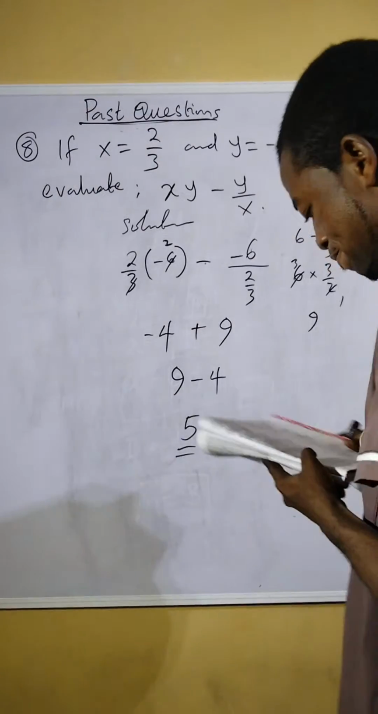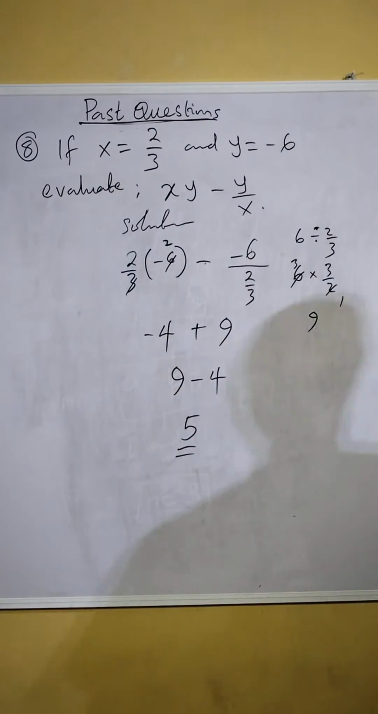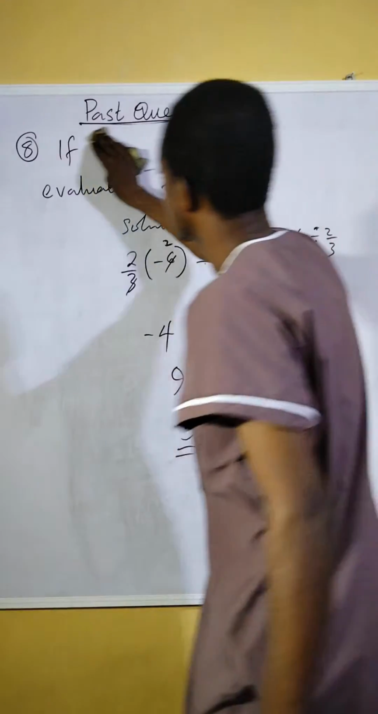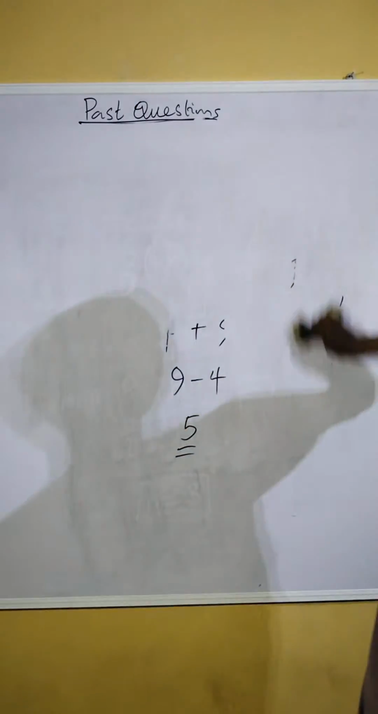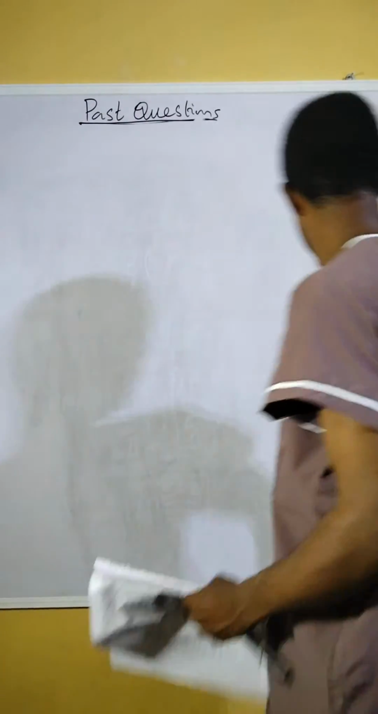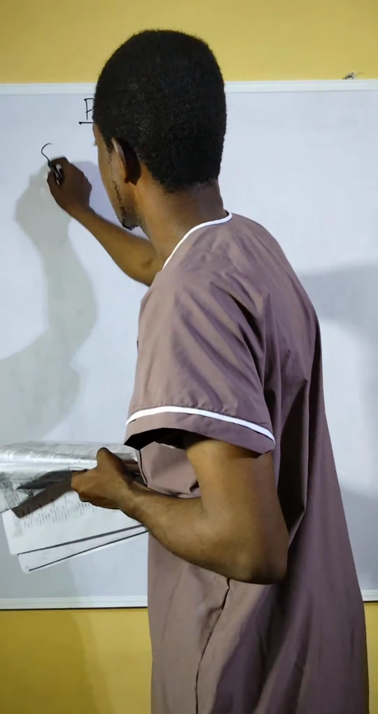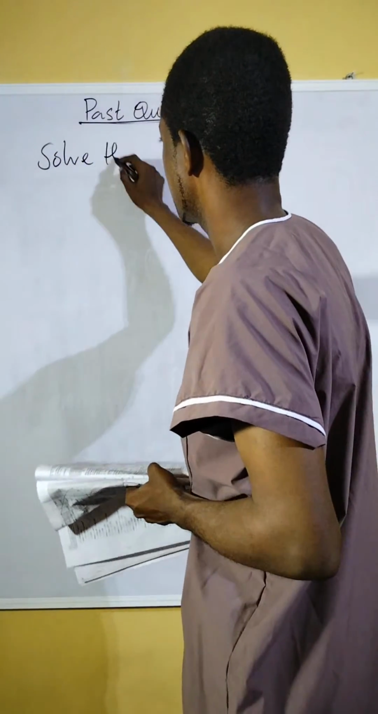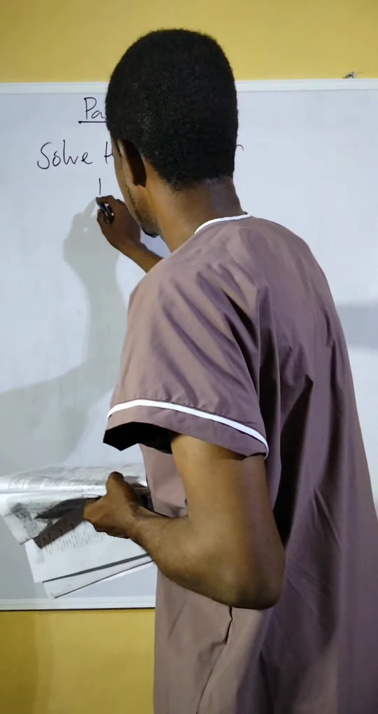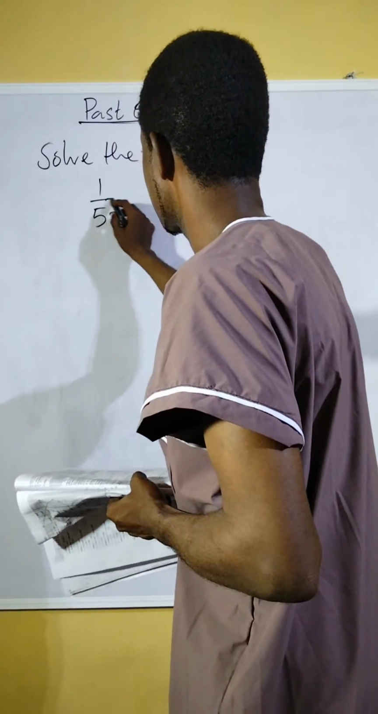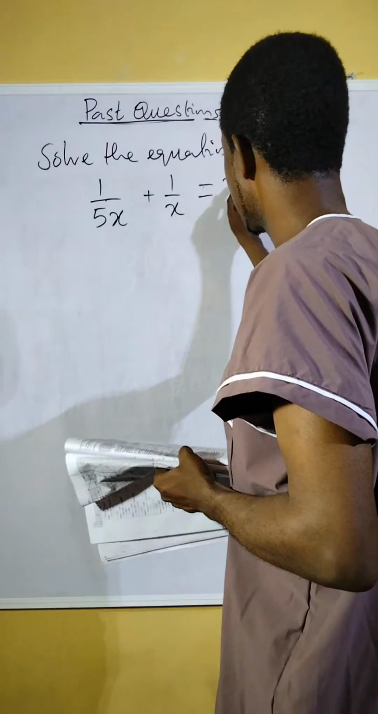Now, number 9. Stay tuned and enjoy this class. So let's solve number 9 here. We have this equation in number 9, and we have to solve the equation: 1 over 5x plus 1 over x equals 3.